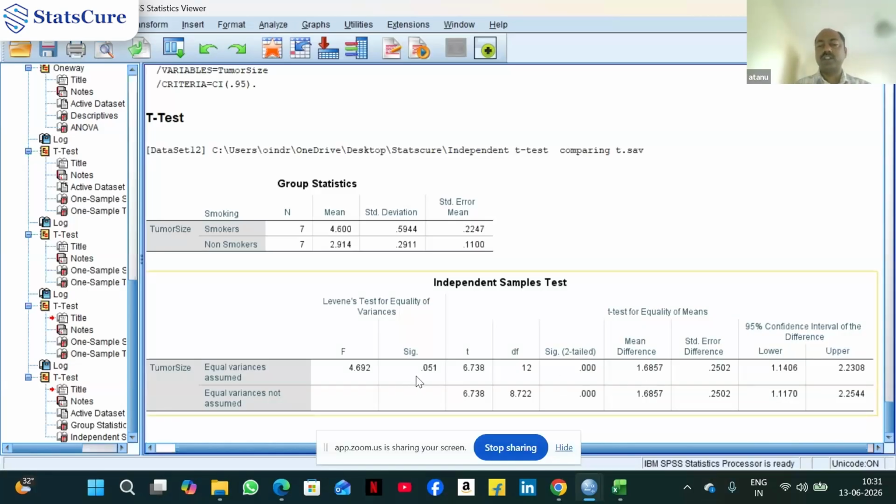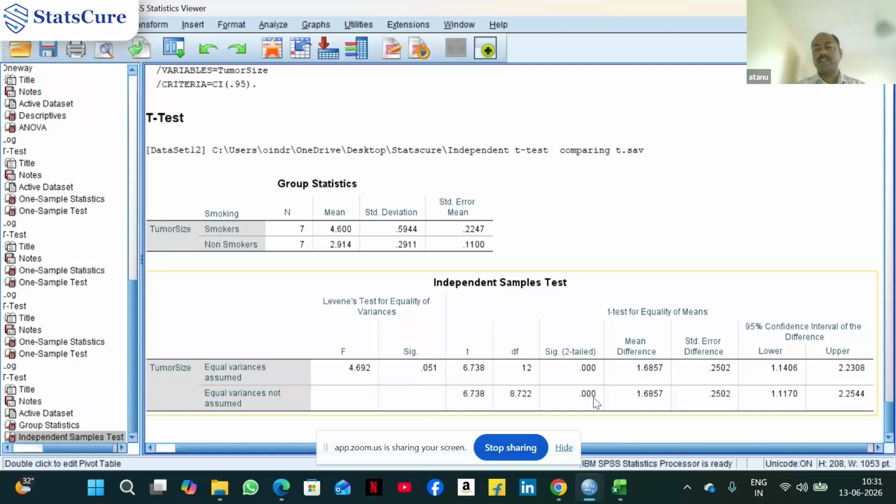Yes, so the significance is this 0.051, and then the last two columns, 1.14 and 2.23, are the lower and upper confidence interval. If you go to the two-tailed test, it also gives 0.000, so that is also a significant difference. The mean difference is absolutely 4.6 minus 2.91, which is given as a mean difference of 1.6968.